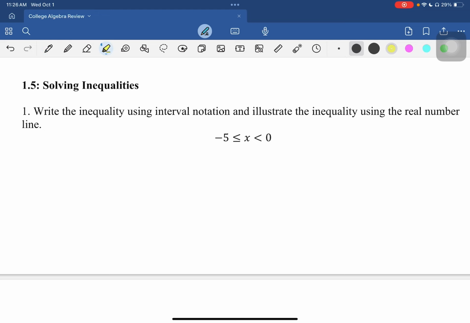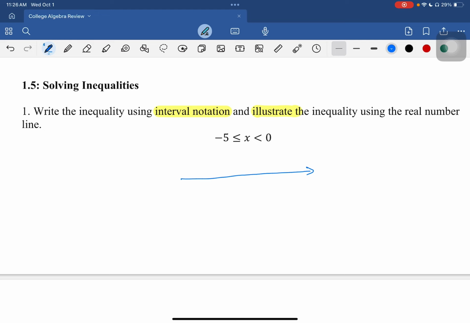Solving Inequalities. First question. We are asked to write the inequality using interval notation and illustrate the inequality on the real number line. The inequality is -5 ≤ x, and x < 0. Let's begin by placing this on the number line.